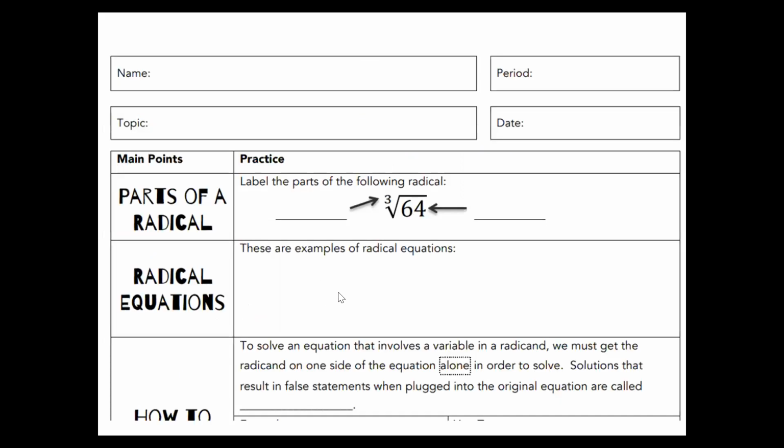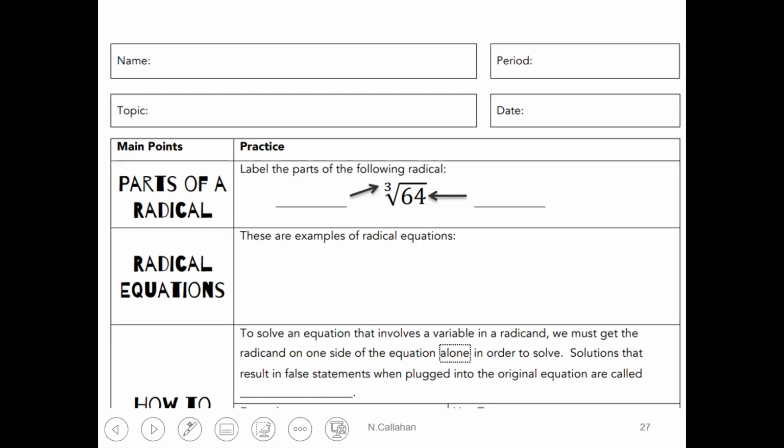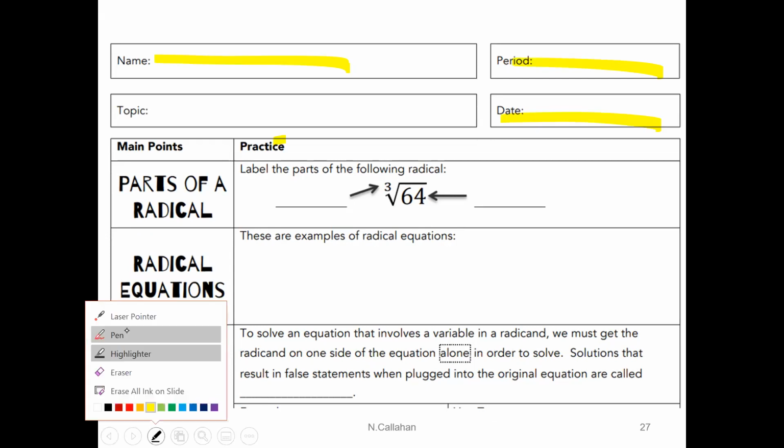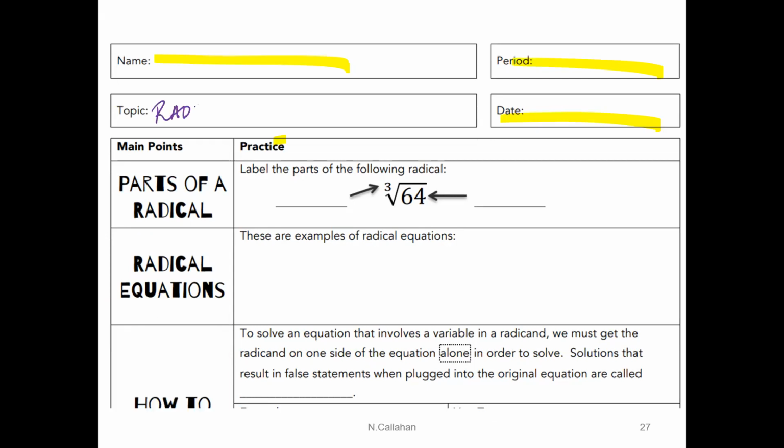All right, let's go ahead and get started with the first part then. I'm gonna make sure I set this up correctly. Okay, here we go. So first things first, make sure you guys write down your name so that way I know who you are. And you guys are in period 3, date, and the topic for today is just on radicals.